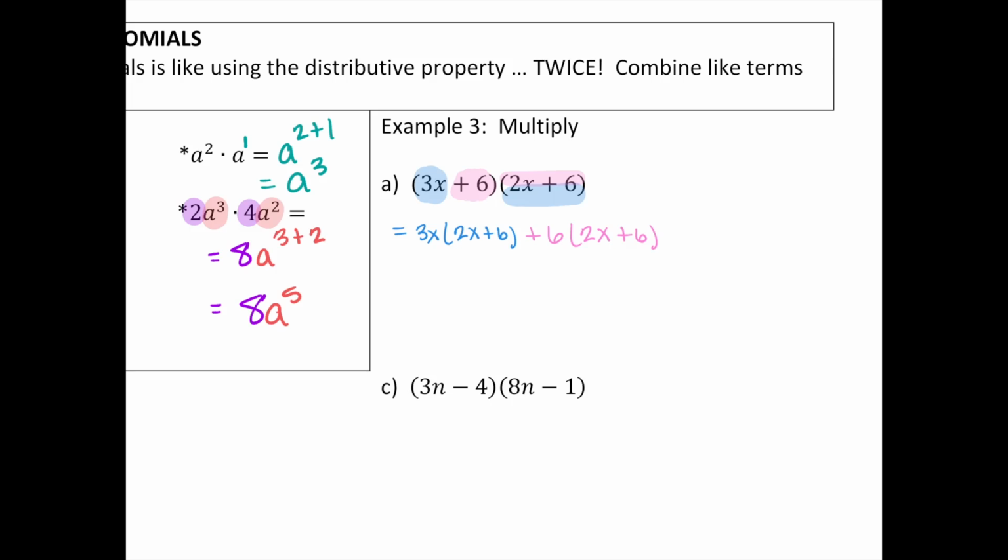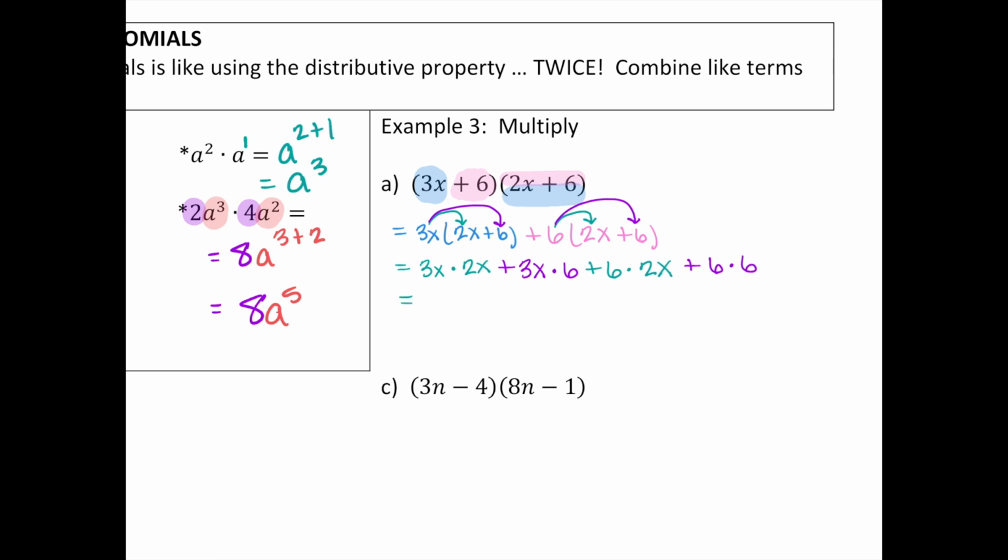Now we distribute through, so this is equal to 3x times 2x, and 3x times 6, it's a positive 3x being multiplied by 6. And then we have the 6 being multiplied, it's a positive 6, so don't forget that plus 6, multiplied by 2x, and a positive 6 being multiplied by 6.